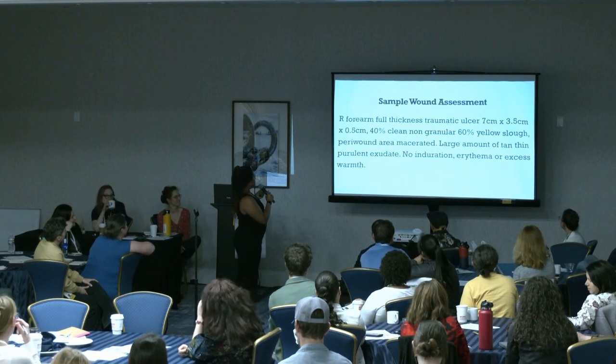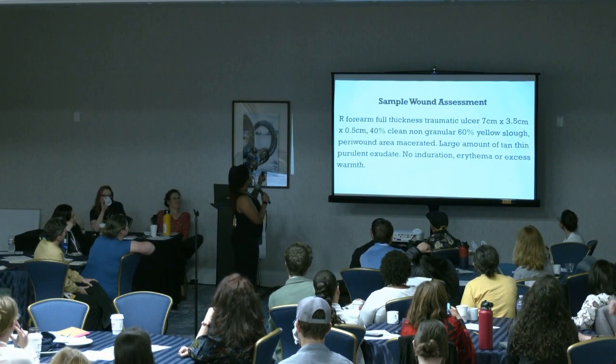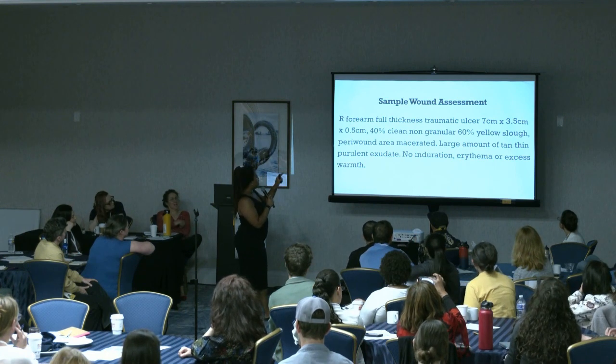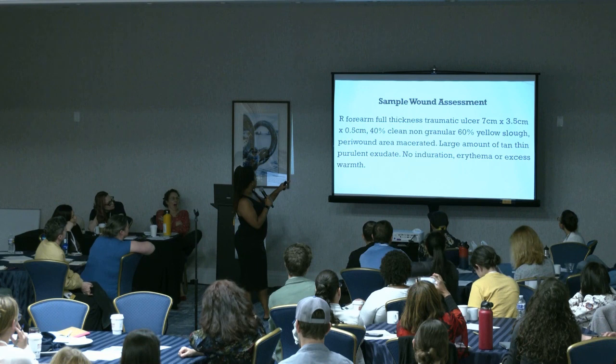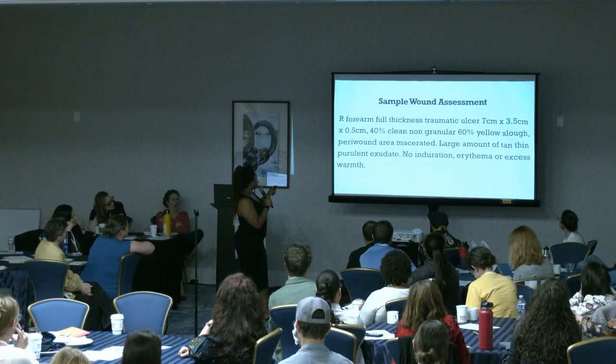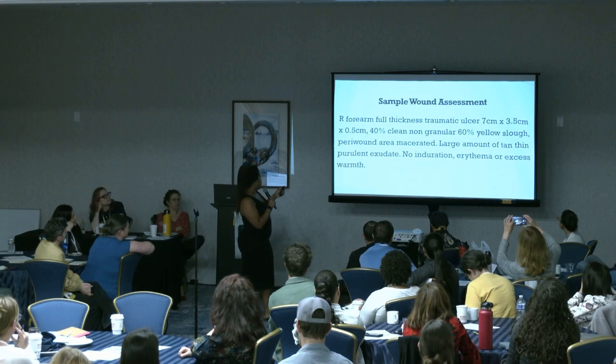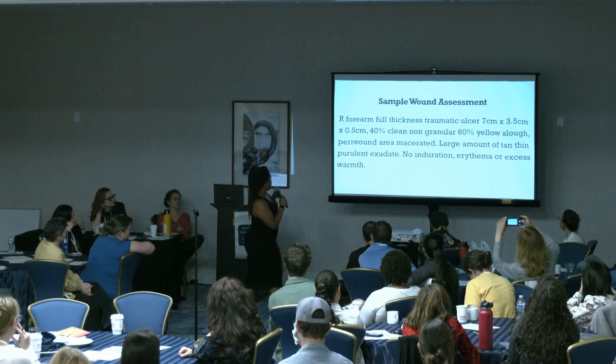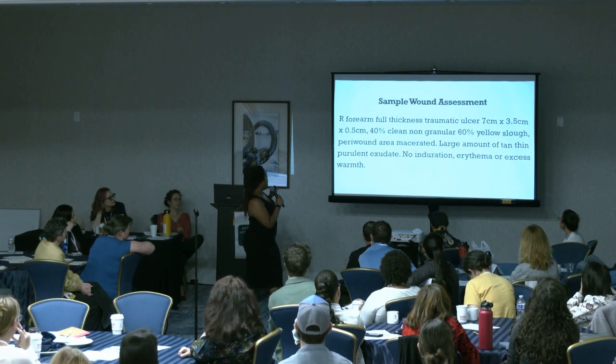Okay, so here's a sample wound assessment. Right forearm, full thickness traumatic ulcer, 7 centimeters by 3.5 centimeters by 0.5 centimeters. 40% clean non-granular, so that pink one at the bottom. 60% yellow slough. Peri-wound area macerated.